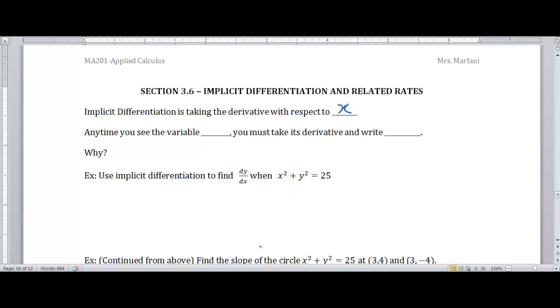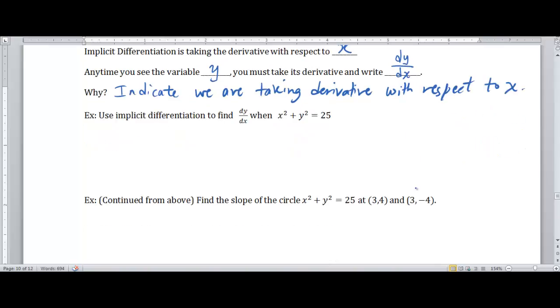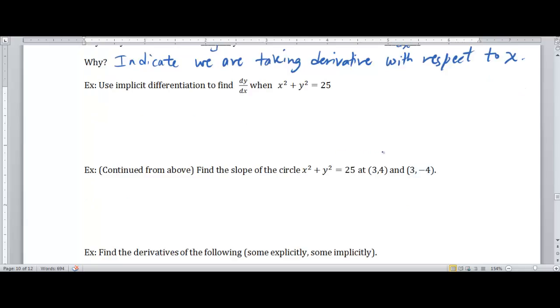Anytime you see the variable y, you must take its derivative and write dy dx. Okay. Why do we do this? WHY, no pun intended. The reason for this is to indicate that we are taking the derivative with respect to x. Okay? So let's do an example of this.